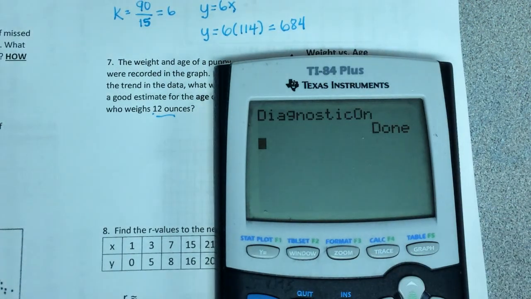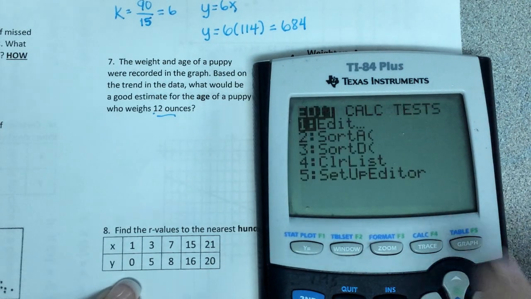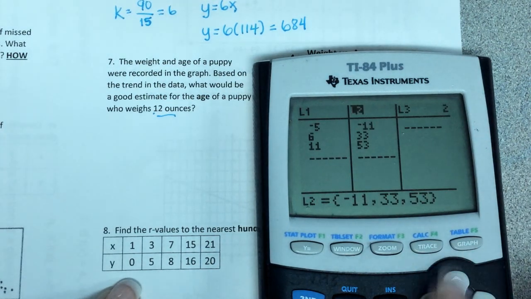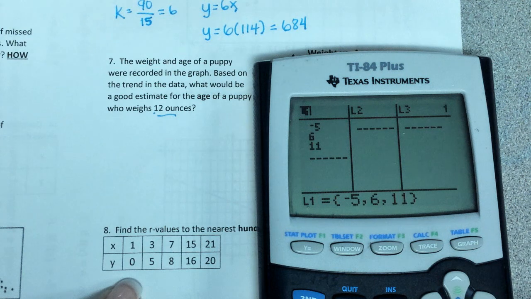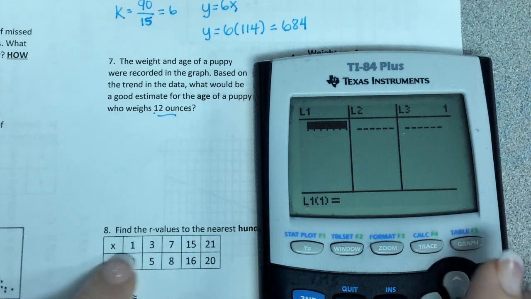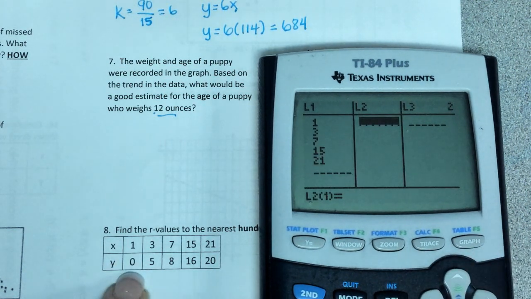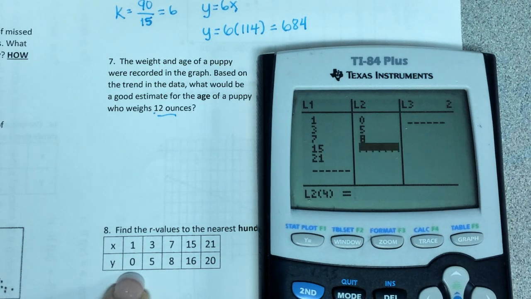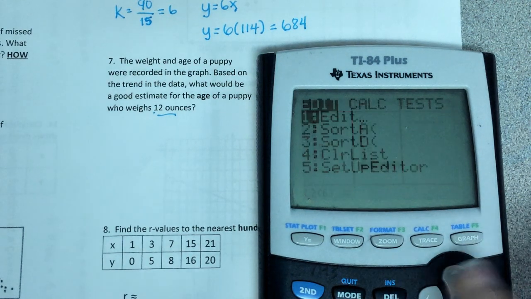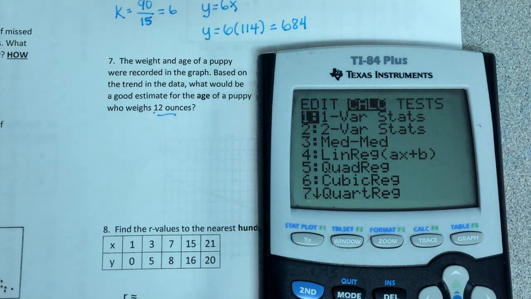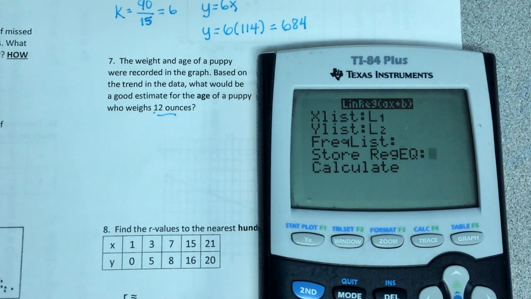Okay, so we already have our diagnostics on. So now we're going to go to stat and then edit. If you already have stuff in here, just remember if you light up the L2 and hit clear and down, it'll clear that line, and the same thing for L1. Hit clear and then press down. So now we can input our X values into L1. And then our Y values into L2. And once we get our data input, we're going to go back to stat, move over to calc. We're going to hit 4 for the linear regression equation, and then enter 5 times.